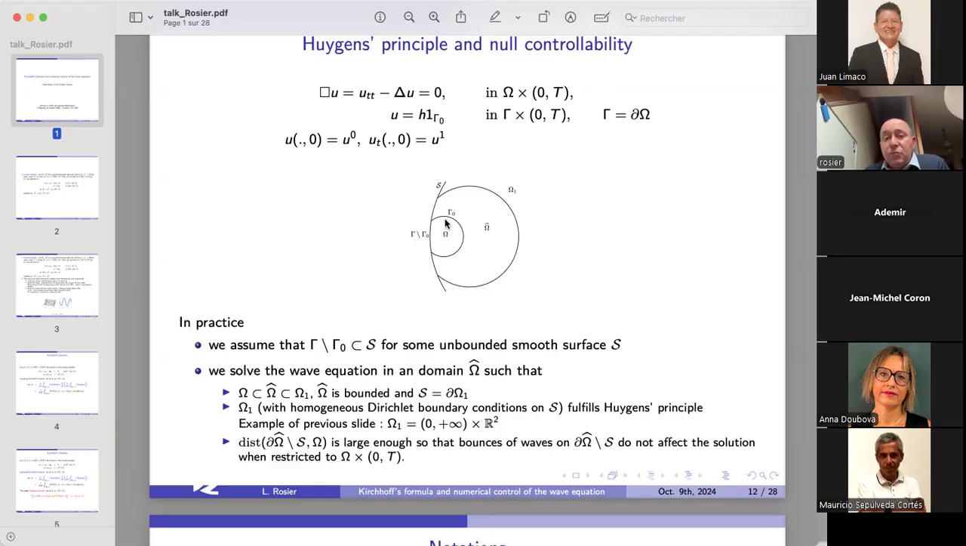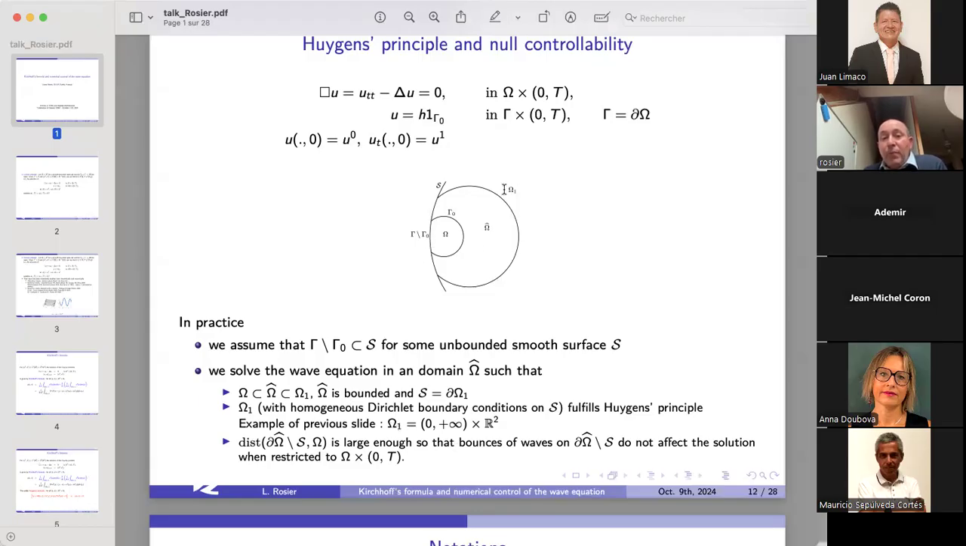And the idea is to put this set in a larger one, which is denoted omega hat. And we have to make some assumptions. Omega is included in omega hat, which is included in omega 1. And omega 1 is a big open set, which is delimited by some surface capital S. Capital S is unbounded, and capital S contains this part of the boundary of omega where there is no control.